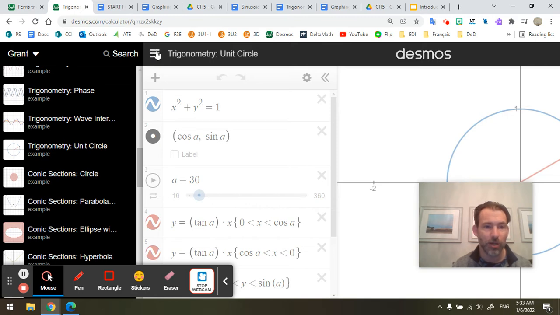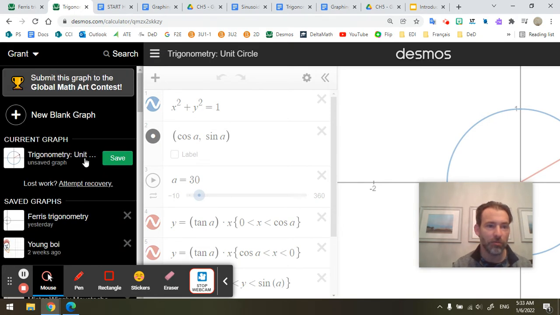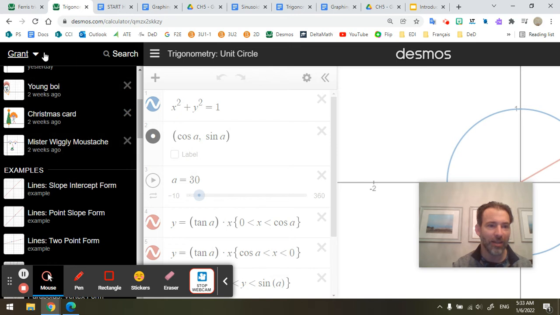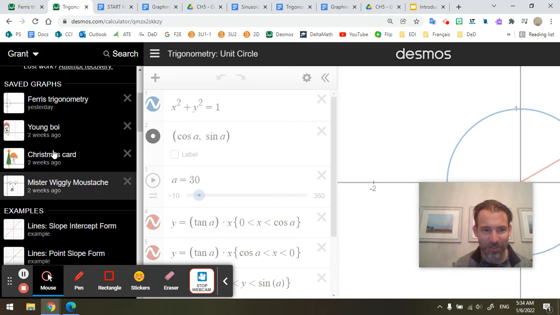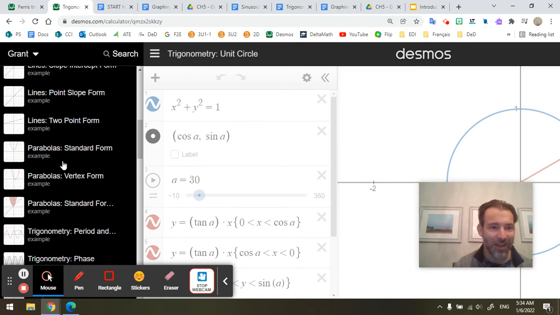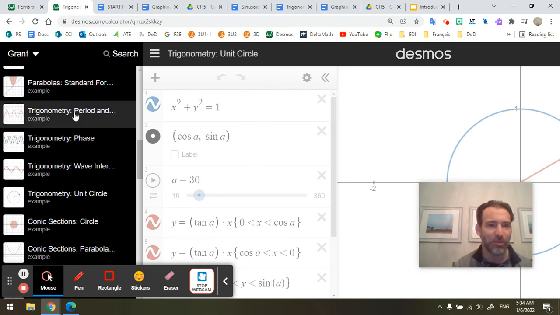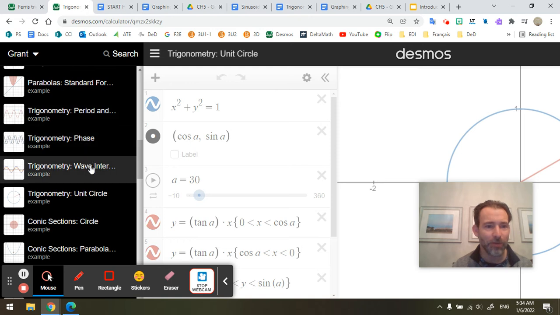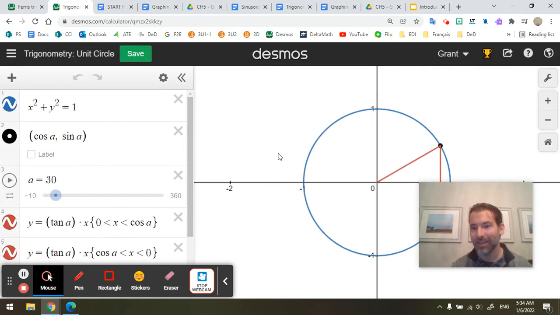You click on this tab over here, and it gives you a whole list of things, if you have any saved, then you can look at yours. I have Mr. Wiggly Mustache and the Ferris trigonometry that I'll scare you with later. But down here, if you come down to trigonometry and you click on unit circle, it will open this graph and you can take a look at it yourselves.